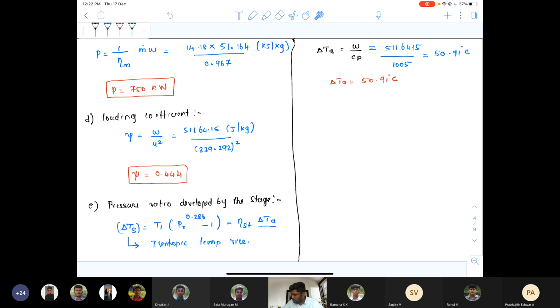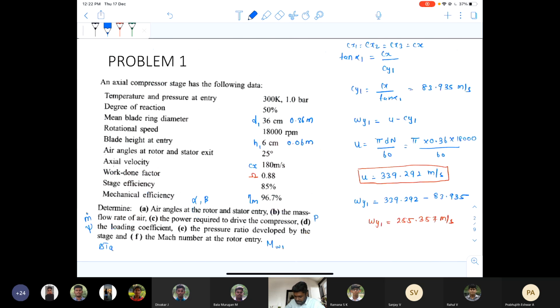Now we have found out the value of delta TA. Now by equating this, delta T of S is equal to T1 into (PR^0.286 minus 1), which is equal to the stage efficiency into delta TA. The efficiency of the stage is given as 85%.